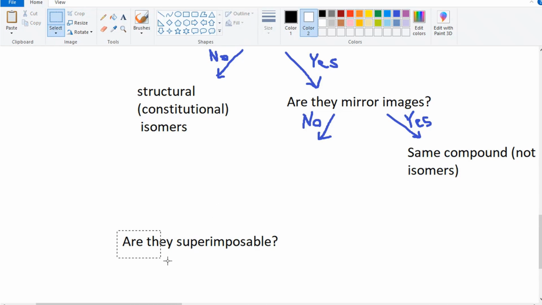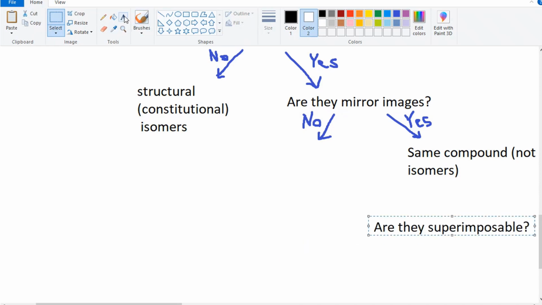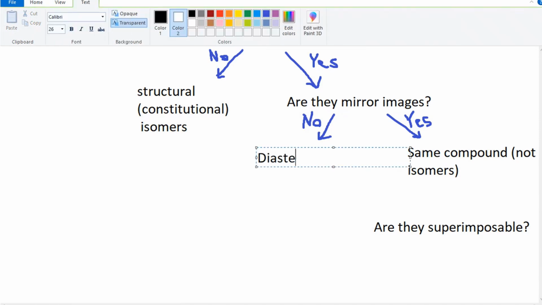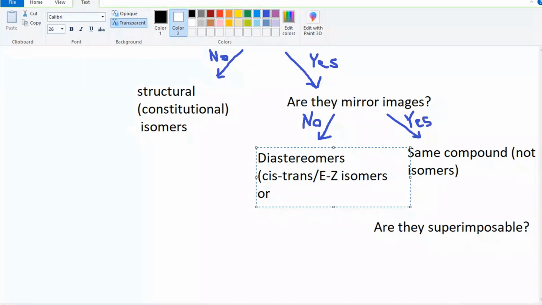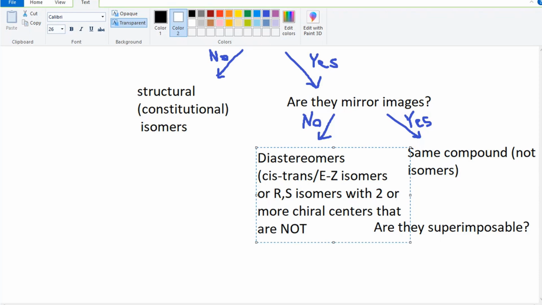If they're not mirror images, that means that they would actually be diastereomers. Now, here's the thing. Diastereomers can be one of two things. It can either be cis-trans isomers or alkene EZ isomers, or the RS isomers with two or more stereocenters or chiral centers that are not opposite configurations of one another.